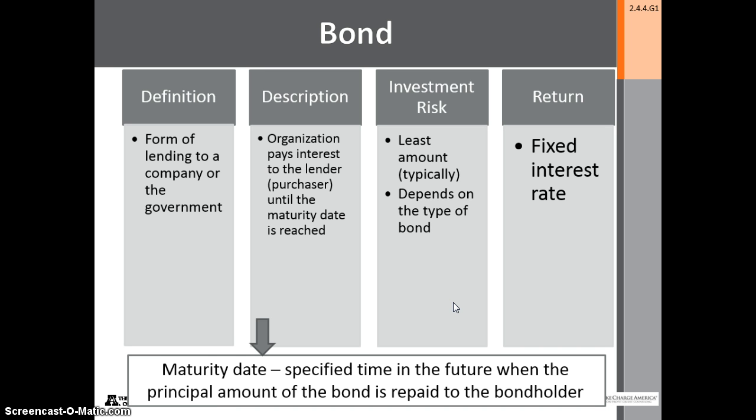What is a maturity date? Maturity date is the specified time in the future when the principal amount of the bond is repaid to the bondholder. Okay, so this is very much like Al's ice cream.